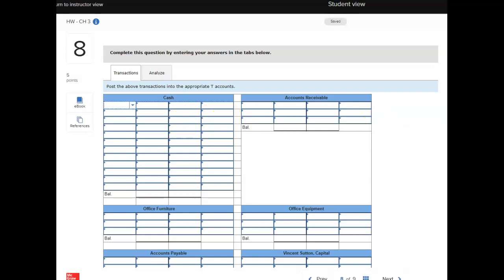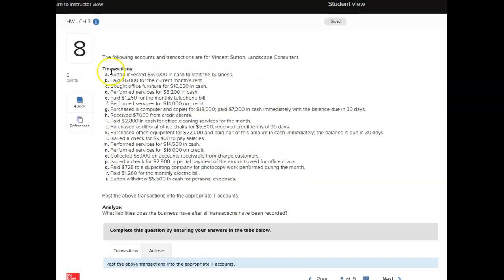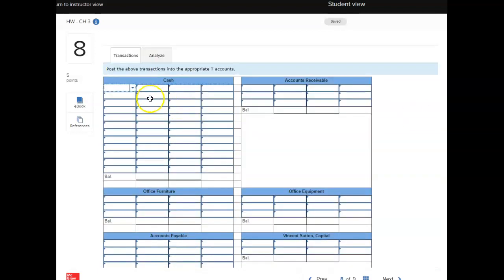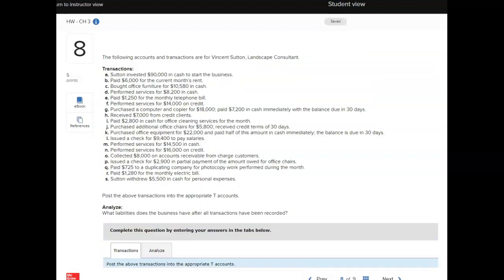Transaction A. Vincent Sutton invested $90,000 in cash to start the business. As we post debits and credits, remember always, debits on the left, credits on the right. So for this first transaction, what accounts are involved? Cash and Vincent Sutton Capital.